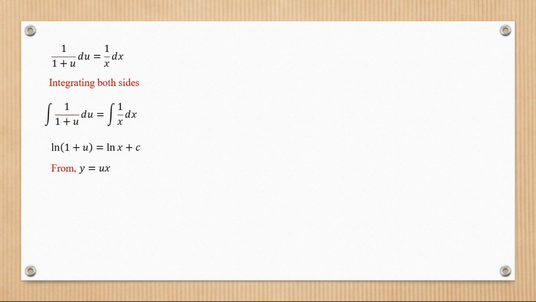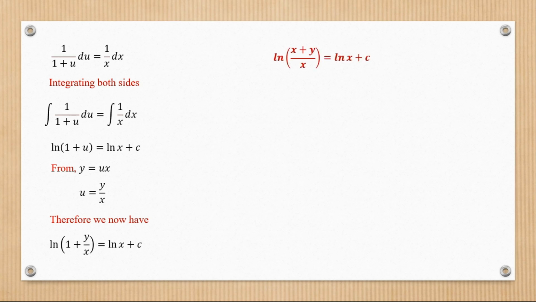Now from y is equal to ux, I can get the value of u, which is equal to y over x. So therefore we now have ln 1 plus y over x is equal to ln x plus c. And then I can get the LCM right here, and I'll have ln x plus y over x is equal to ln x plus c, and that is the answer.